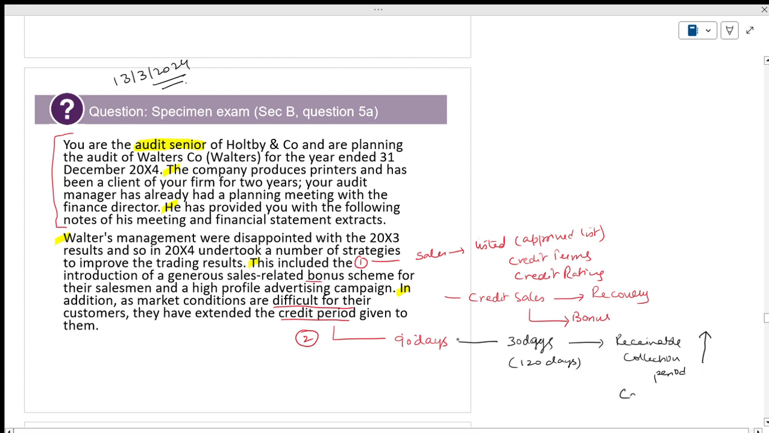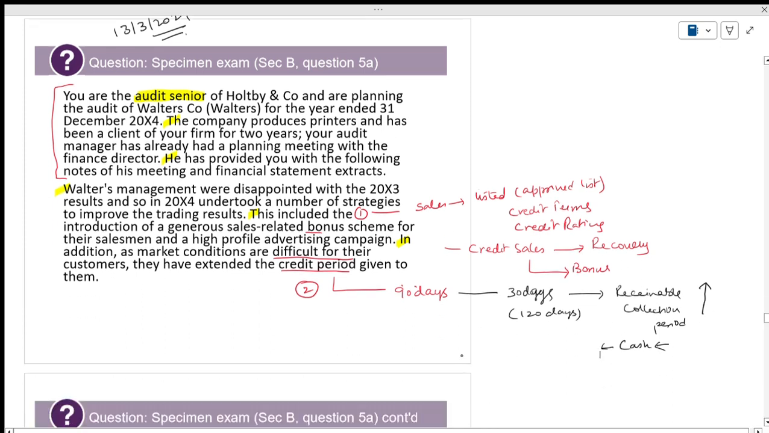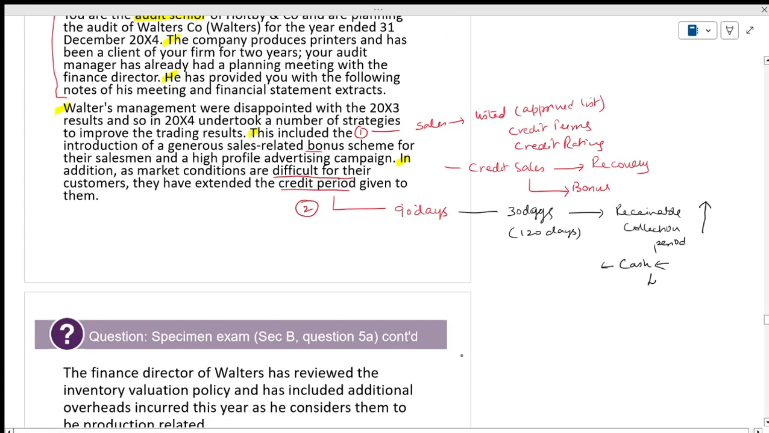It will have impact on your cash. If it is having impact on your cash, immediately it should trigger in your mind: what will happen? Your liquidity ratios will get affected. Current ratio and quick ratio will get affected.